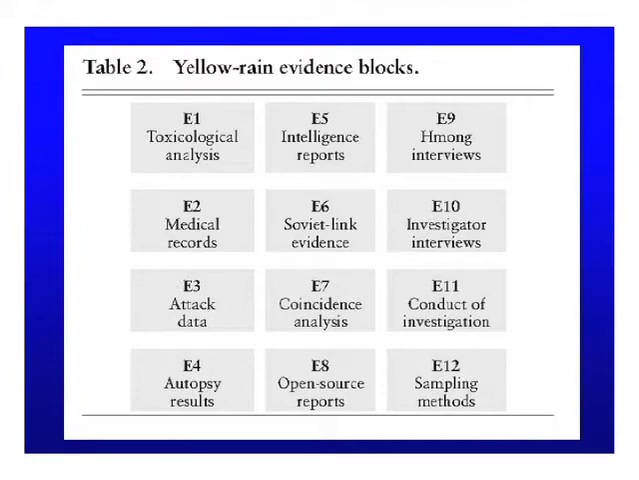And it's split into information of a wide variety of kinds. Toxicological analysis, where you actually would have lab assays to see, are you finding evidence of these mycotoxins? There's intelligence reports, there's interviews with Hmong, there are medical records for people who were there, clinical ones. There's some evidence of Soviet linkage, there's investigator interviews, the attack data, coincidence analysis, which we'll get into in a couple of minutes. There's autopsy results, there were deaths there, description of sampling methods, and so on. So there's, in this instance, a classification of 12 kinds of evidence.